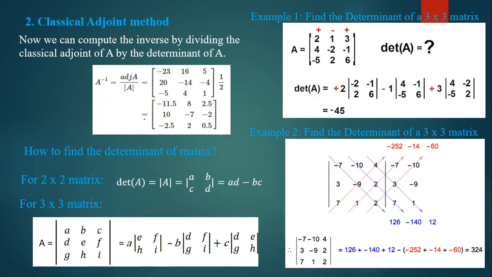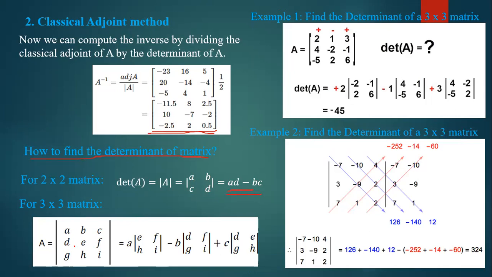So we can see how we can calculate the determinant. Finally, this is A inverse, the matrix inverse of A. Okay, so how can we find the determinant of a matrix? Let's see. For a 2 by 2 matrix A with entries a, b, c, d, the determinant of A is AD minus BC.